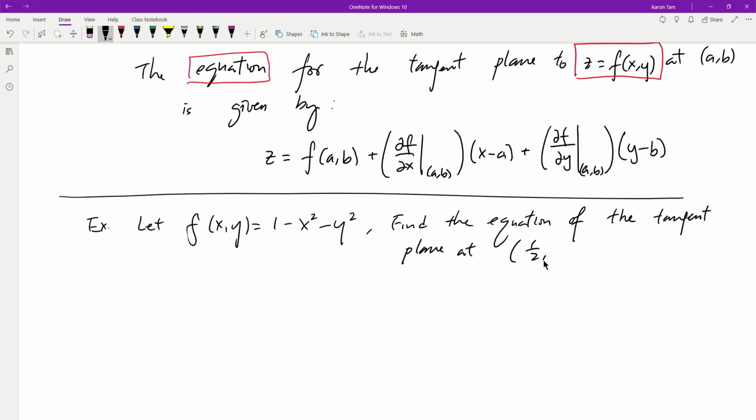Find the equation of the tangent plane at, let's say, 1/2, 1/2.